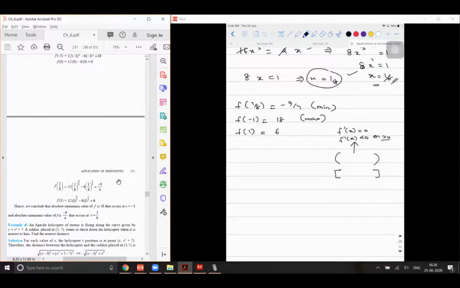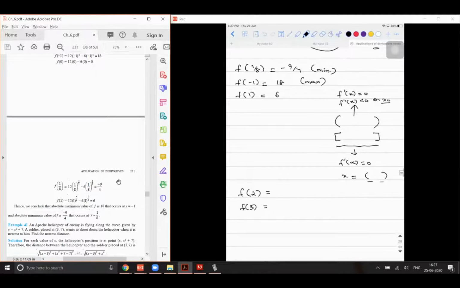Had it been a closed interval, the steps you follow are: f dash of x equal to 0. Once the stationary points are obtained, you need to check the function value at the stationary points first. Let's say it is coming out as 2 and 3, you first verify f of 2 and f of 3. After that, you need to check the function value at the extreme points also.